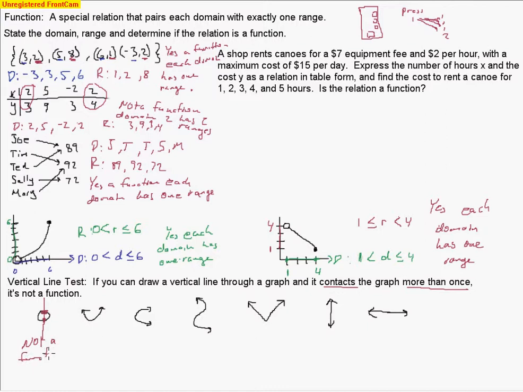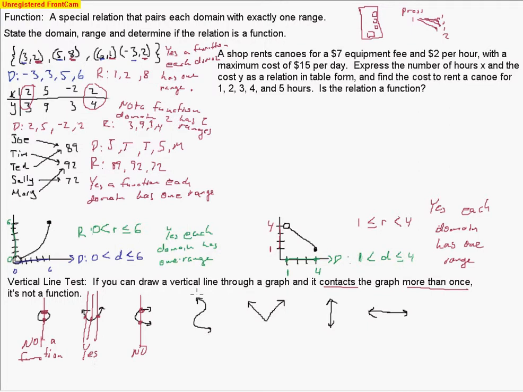So this is not a function. I'll just say no from now on if it's not a function. If it does only contact once, like this one here, you can only get it to contact one time. You can pass a bunch of lines through, but notice they only contact one time. So this one is a function. That means each domain has one range. All those domains only have their range value that is on that graph. Here, this is not a function. See how it contacts it twice there. So this is a no.